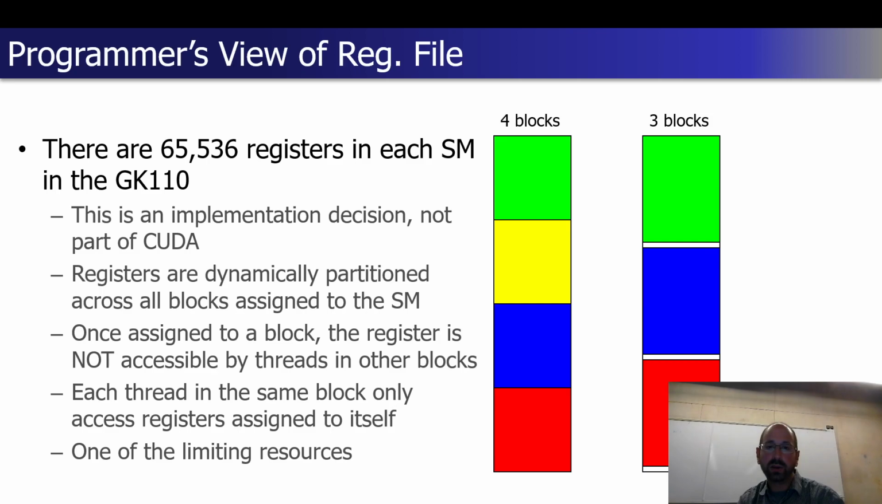Now, to what extent do you need to have that appreciation? You probably can get by with 90% efficiency. If you want to get closer to 100% efficiency, you do need to have this view of what's happening underneath the hood. This large register file gets statically partitioned at kernel launch time. It is based on subdividing it given each block of threads.